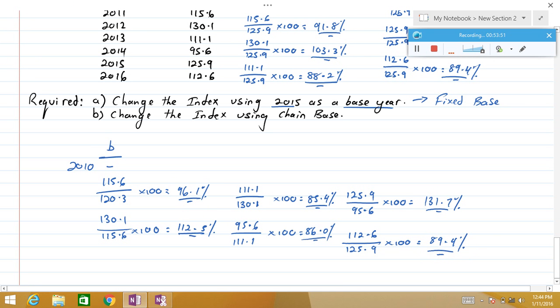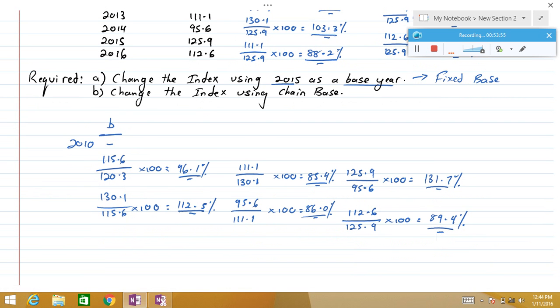Are we okay? So fixed base you divide with the same value every year. Chain base you divide with the previous year. So normally the beginning of the year, we won't have any value. You put dash or either you put 100 because we don't know. It can be unchanged or no value. Normally what I will do, I just put dash.